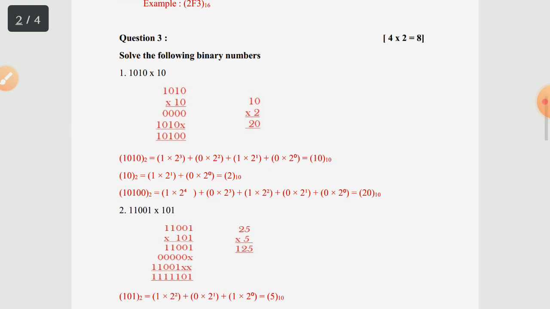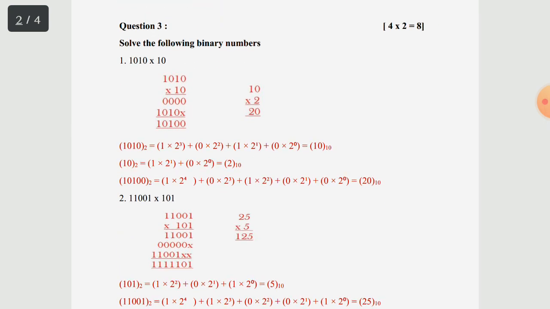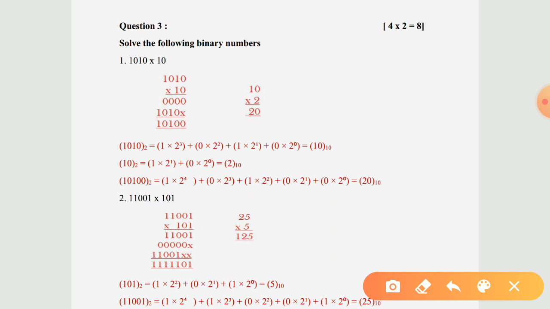Now see the third question over here. You have to solve the binary numbers. Now check it over here. 1010, you have to multiply it by 10. Now match your calculation with mine. The answer you will be getting is 10100, and with that you have to do this checking part also.